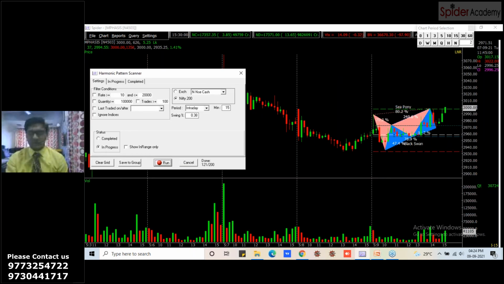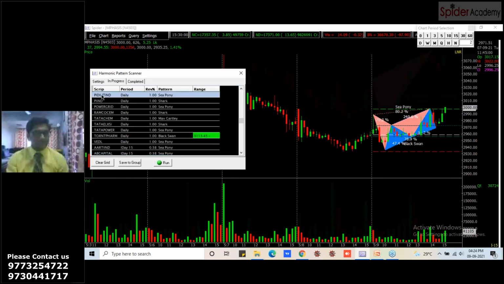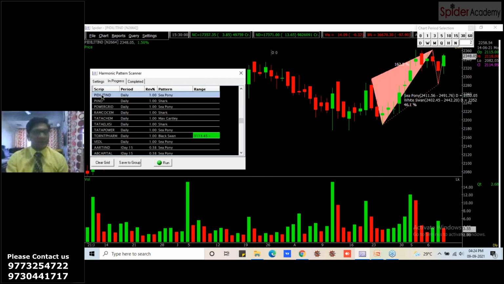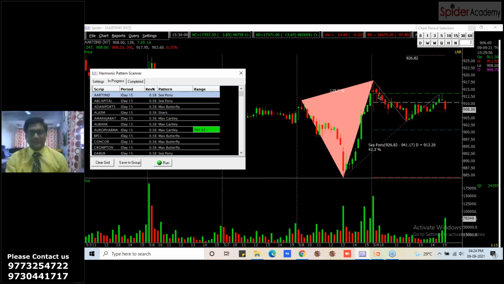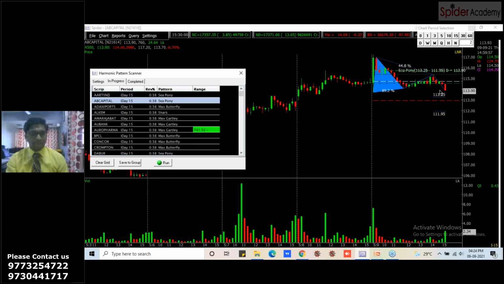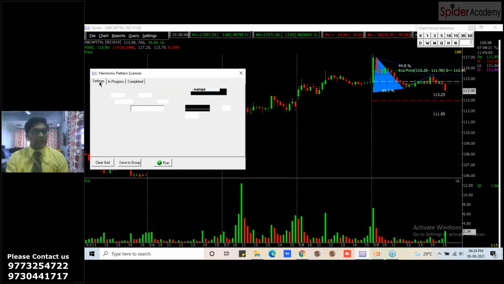Here we have Pidilite Industries. I'm sorry, just a minute. So here we have Aarti Industries. We can see Aarti Industries is showing a partial harmonic pattern, but its projection is at 926. So here I can even go for a contra trade in intraday or for taking a BTST. In the same way, here we have AB Capital, which is showing for the short side. So in this way we can scan for the harmonic patterns.